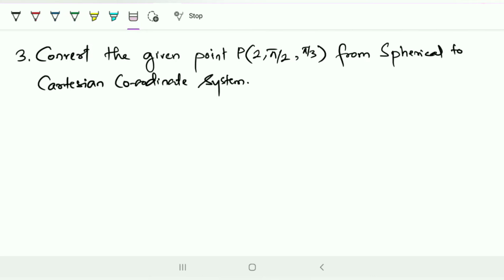Here they have given you the data in a spherical coordinate system and they are asking you to convert to a Cartesian coordinate system. One thing you have to understand is the value given here, P, which is 2 comma pi by 2 comma pi by 3. By seeing this point you should be able to understand this is a spherical coordinate system, because the first value they have given is a numerical value, which is 2. The second value is an angle, and the third is also an angle.